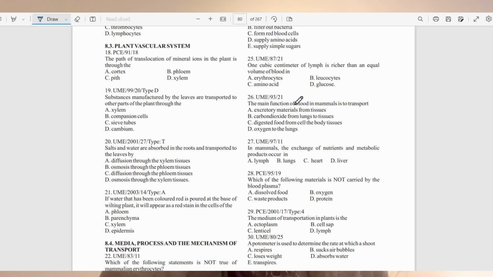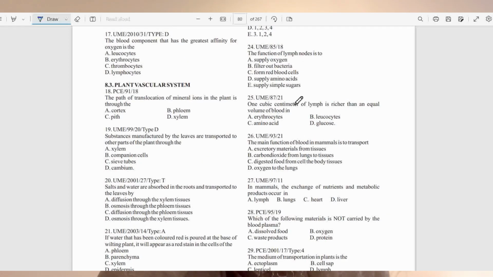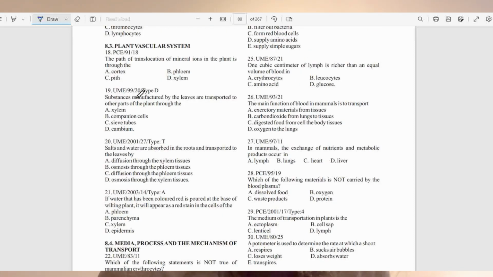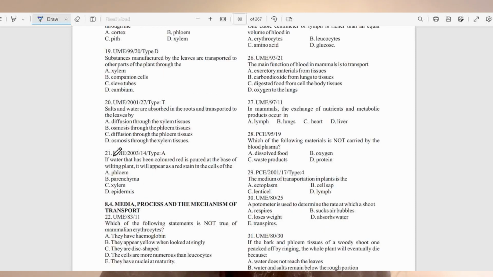Let's consider questions under plant vascular system. And this question is popping up very fast. Question number 20. Salt and water are absorbed in the root and transported to the leaves by what process?